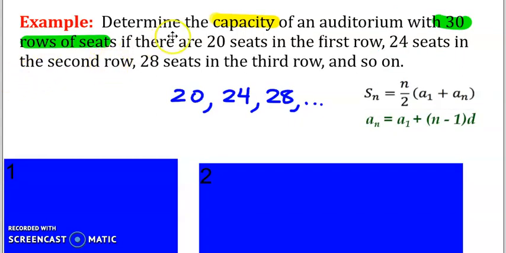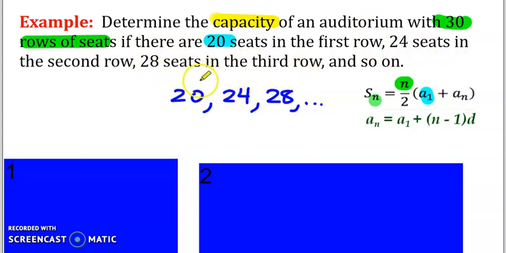Next one. Ooh, word problem. Oh no. I want to know what is the capacity of an auditorium. Capacity meaning total people that can fit in this auditorium. There are 30 rows of seats. Okay, so 30 rows. They just told me how many rows I'm adding together. There are 20 seats in the first row. Okay. They just gave me the very first term. Excellent. 24 in the second, 28 in the third, and so on.